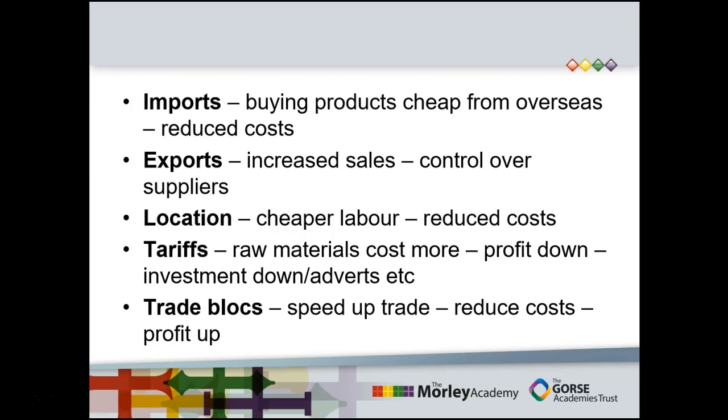Location, where the business is set up. Well, not so long ago we had Dyson, who moved production from the UK and then decided to set up in Malaysia, I believe, because the labour was much cheaper. This therefore reduced the cost of the business. The cost of the Dyson vacuum cleaners never came down, and as a result Dyson must have seen a massive bumper rise in the profits.